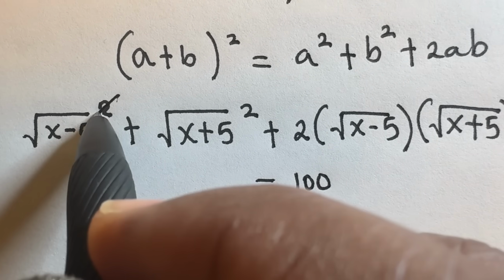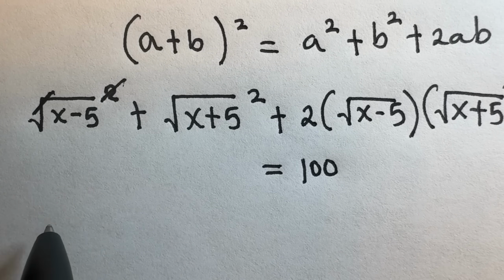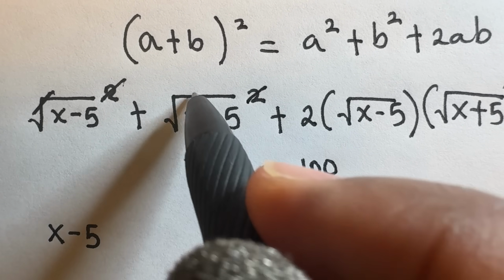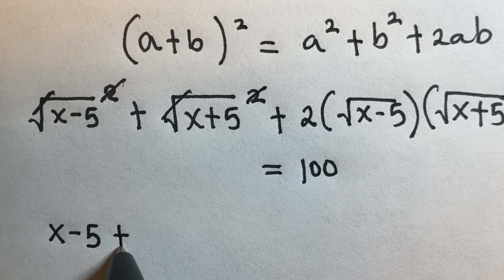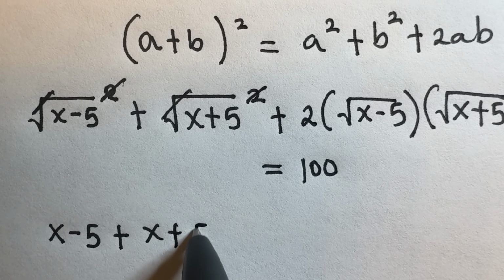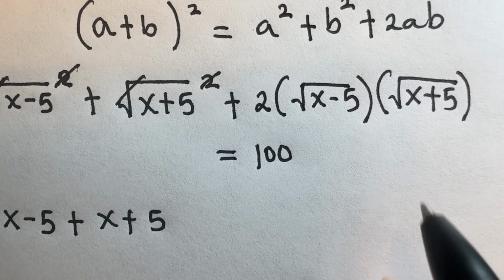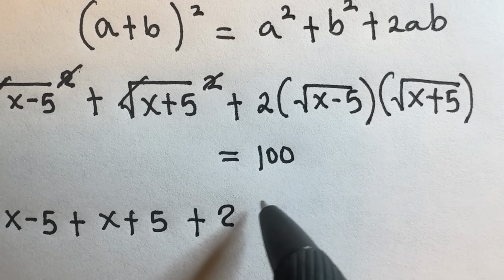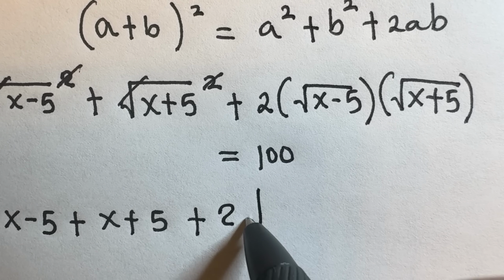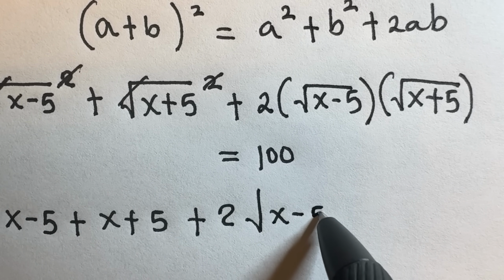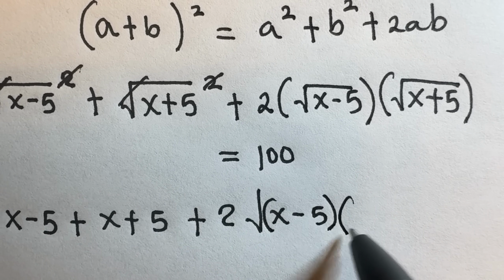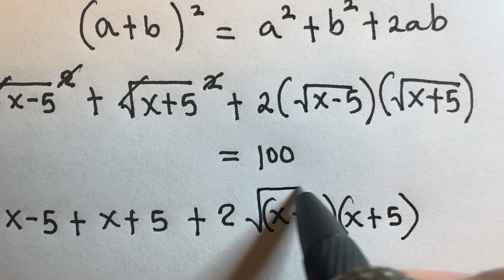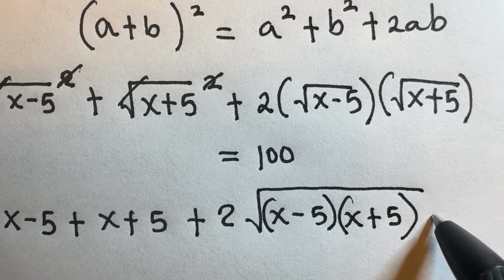From here, this here takes care of this, leaving us with x minus 5. This here takes care of this, leaving us with x plus 5. Then plus 2 times, together we can write this as square root of x minus 5 times x plus 5, then equal to 100.